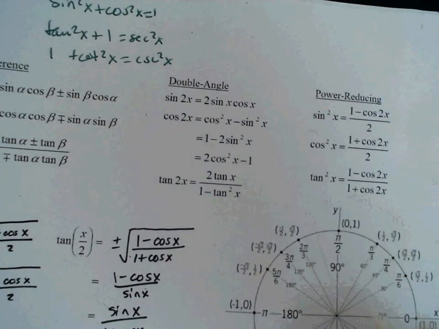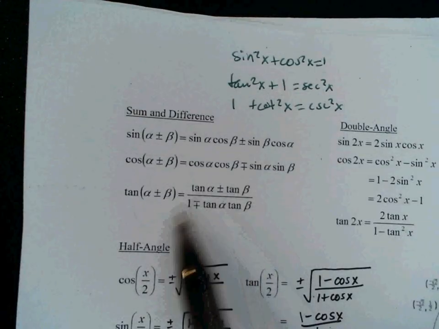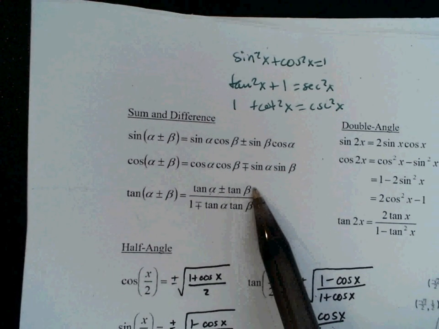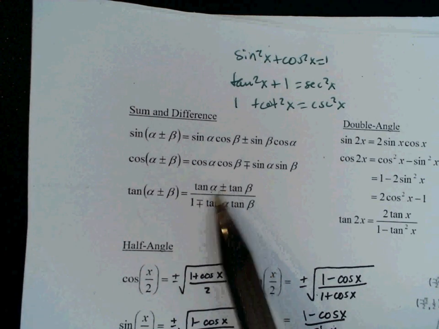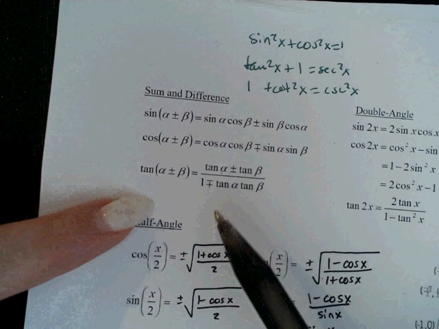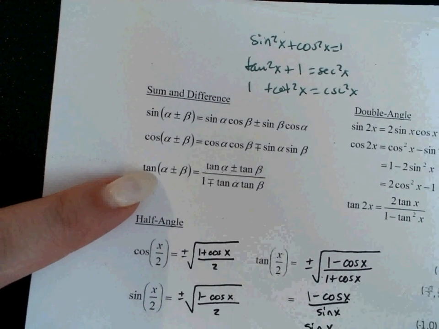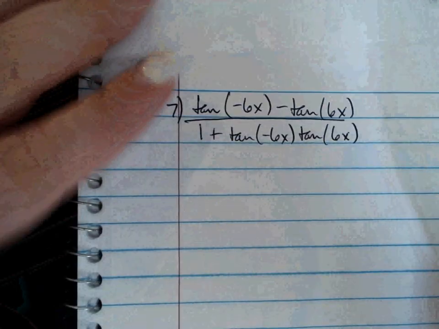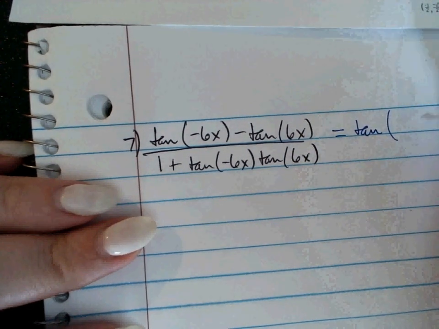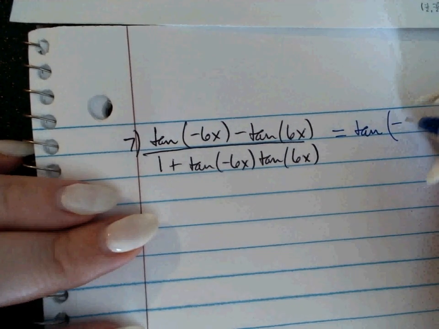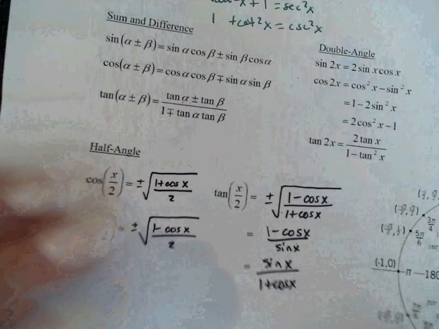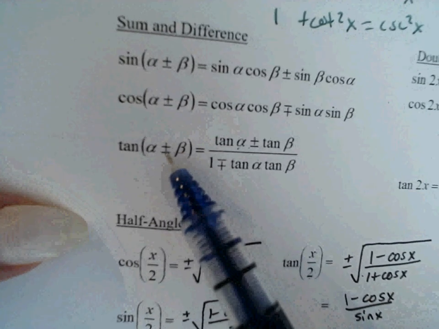So when I look at my identities page, I recognize this as this situation right here. Tangent of an angle plus or minus tangent of another angle, and then 1 minus plus, so whatever this is, that's the opposite tangent of the same and tangent of the same, which means this is just an alpha and a beta situation, tangent of an alpha plus or minus a beta. So I can go ahead and say that this is equivalent to tangent. I already know my alpha and my beta. My alpha is negative 6x, my beta is positive 6x. The only question is, is it plus or minus?